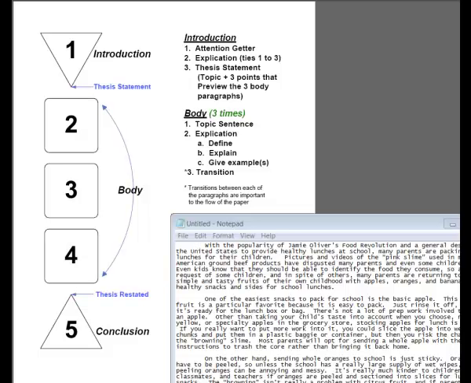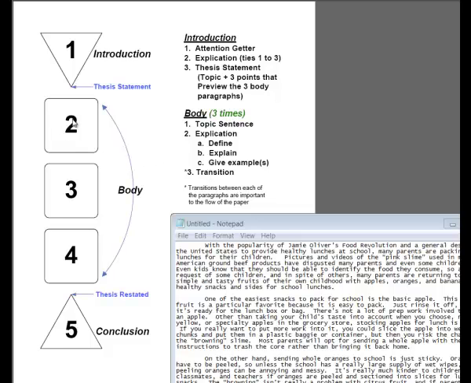So by now you should be seeing a pattern. We do it piece by piece, a little bit at a time, and start filling in the blanks. You start off with your thesis statement, you build on that with an attention getter and the explication, tying the attention getter to your thesis statement, which previews the next 3 body paragraphs. You take that topic sentence, which is one of your 3 points about the topic. You define it, explain it, give examples, make sure they all tie together.